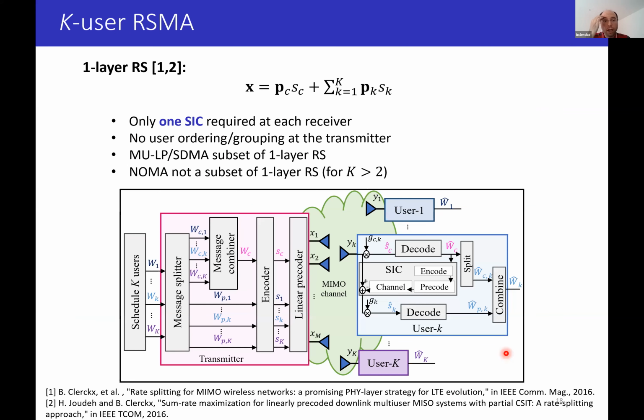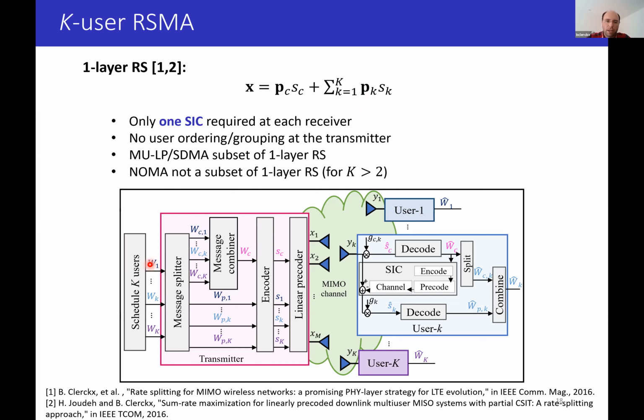Right. So what if we have K users? Well, the first and simplest architecture is the following: you have K users, K messages, W1 to WK, that you split into a common part and a private part again. So now we have K common parts and K private parts. We combine them into one common stream, and we have K private streams. So we end up with a transmit signal vector that is one common stream SC multiplied by a common precoder plus K private streams that are each multiplied by its own precoder.